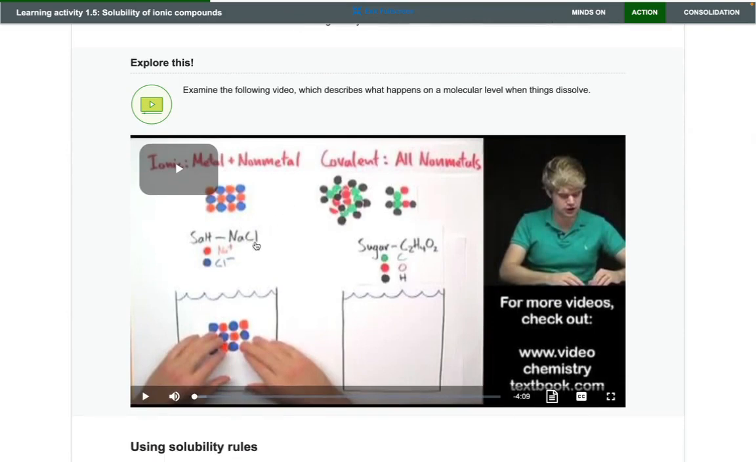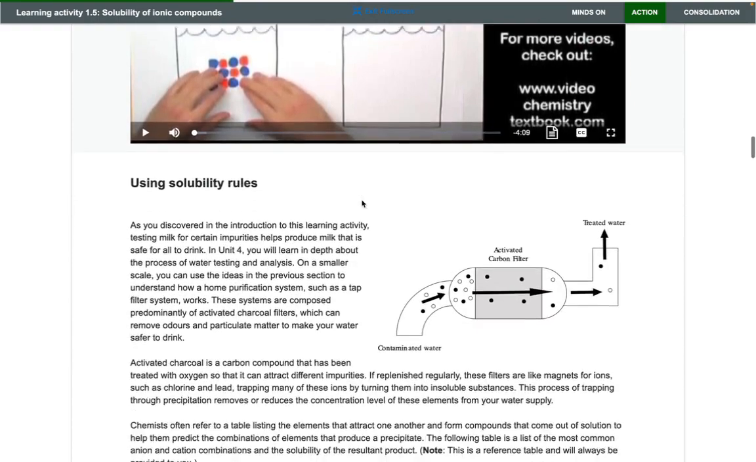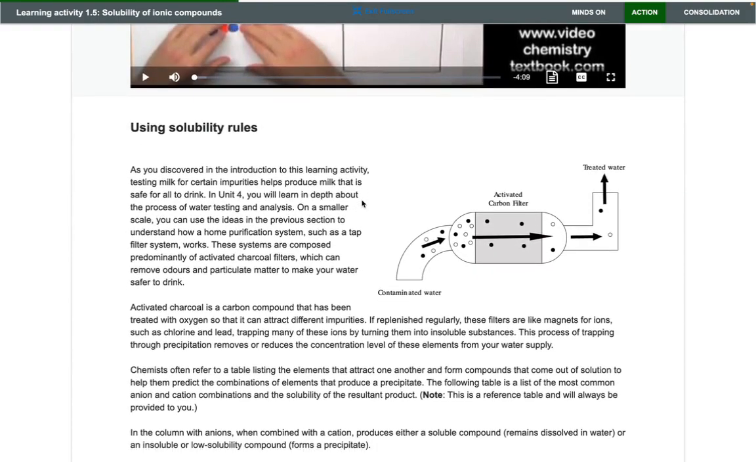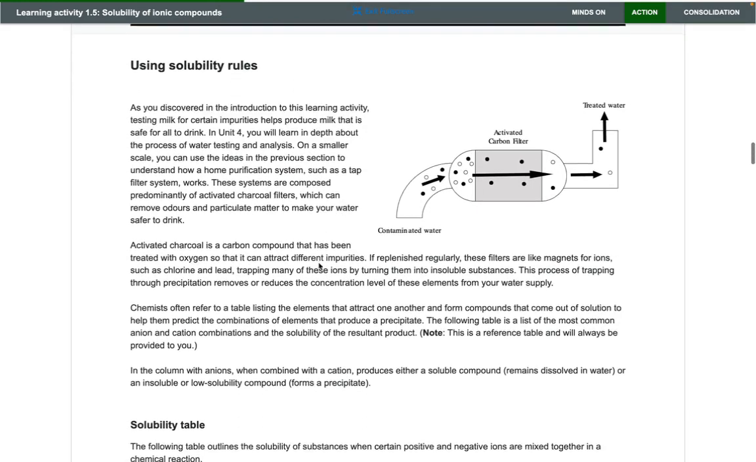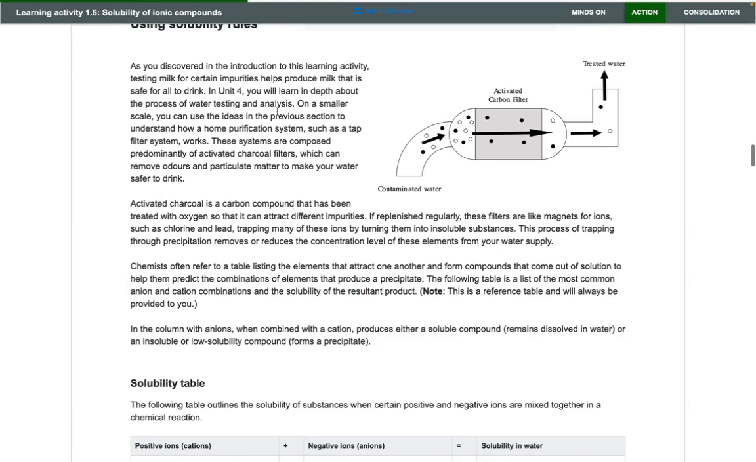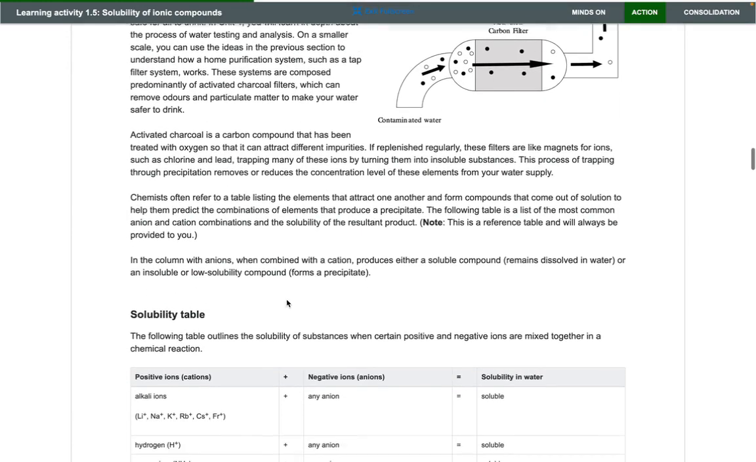It's only 4 minutes that shows how substances dissolve in water, whether they're ionic or whether they are covalent compounds. And then we're going to move into something called solubility rules. And this is a really, really important concept. And there's some interesting info here about, again, things that dissolve or don't dissolve.